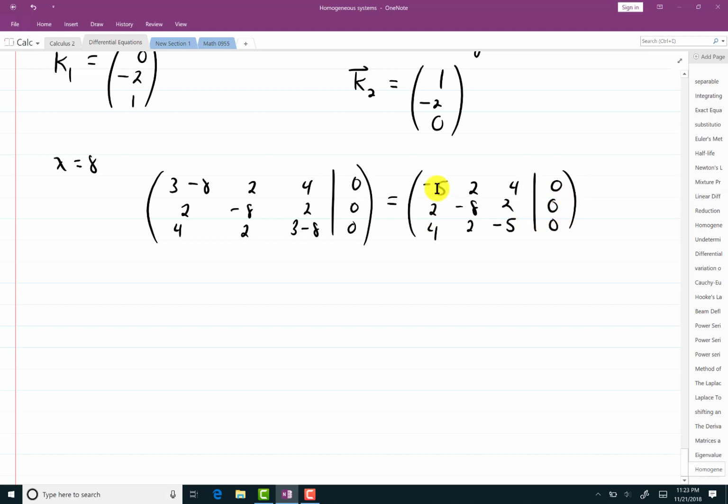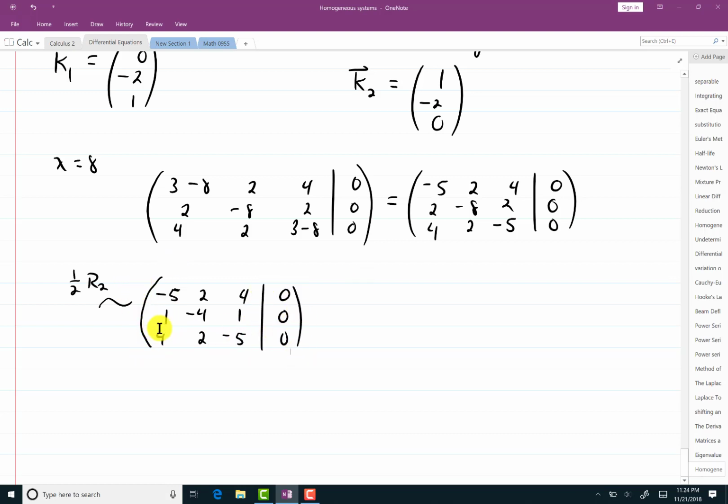Now you can see there's some similarities in the first row and the third row, but not quite exactly the same. And it's not clear to me that I can just wipe everything out right off the bat. What I'm going to do is divide the second row by 2. So I'll call it 1/2 R2. And then I'm not going to do anything to the first row just yet. Second row will be 1, negative 4, 1. And then I'll have 4, 2, negative 5.